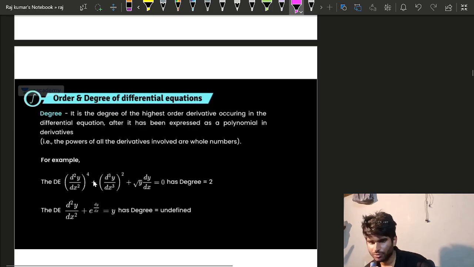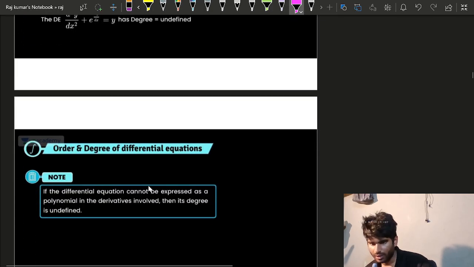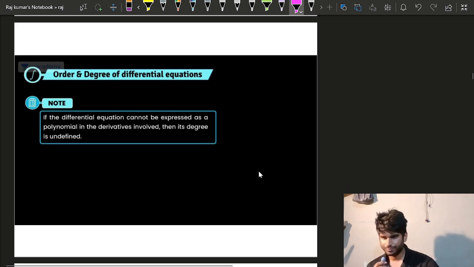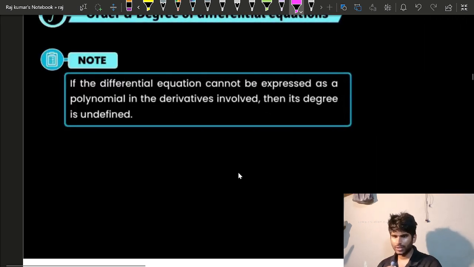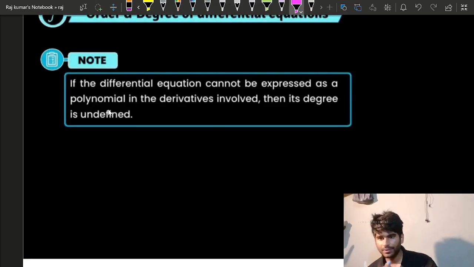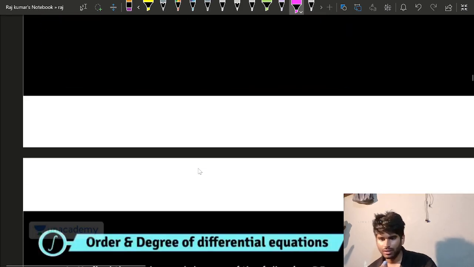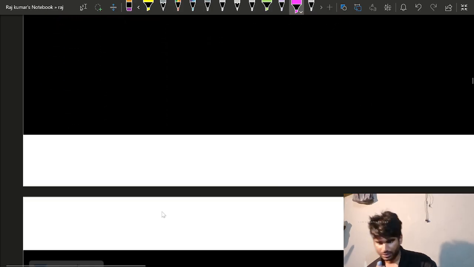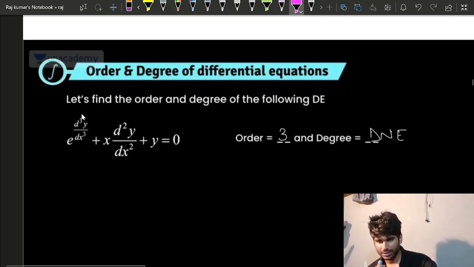So can you see the same question here? Undefined, they write it, if the differential equation cannot be expressed as a polynomial in derivatives. So can you solve this question? Let's first find the order and degree. So this thing is there, so on both sides we will multiply by 4. So the order comes to 2 and then the power will come to 4 as the degree, no? So yeah, the same question they explain here also.